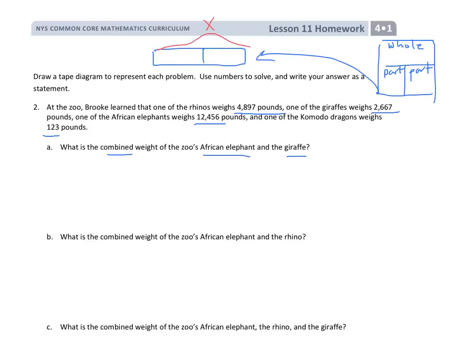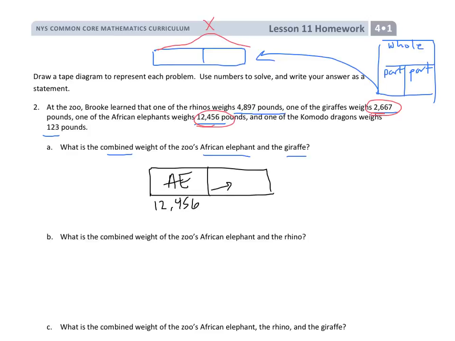So if I come back up here, I see that the African elephant and then the giraffe. So I would do those exact numbers in my tape diagram. So I would draw the tape diagram. I'd put the African elephant number here. So in this box I would write 12,456. And in this box here I would put the giraffe total. Then your child can use the standard vertical alignment of the two numbers. So they can do 12,456 plus 2,667 and solve in a traditional way.